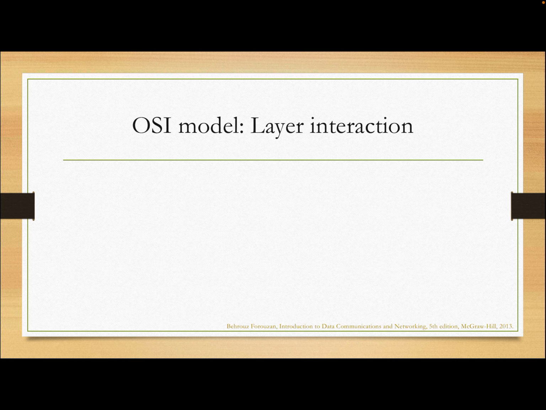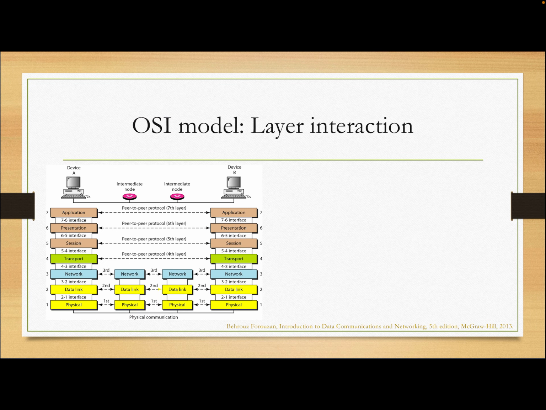Let's look at the OSI model. The TCP/IP we will focus on in detail in another chapter. We'll just look at the OSI model quickly to see the conceptual model of the layer architecture. In this one, you have device A and device B, and they are connected through 2 nodes. So you have a network like this.